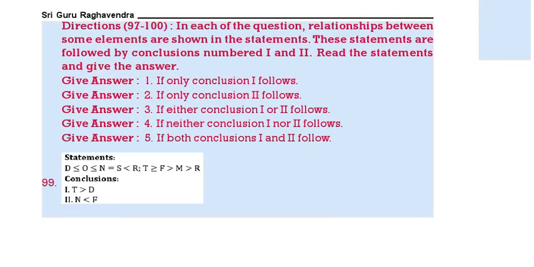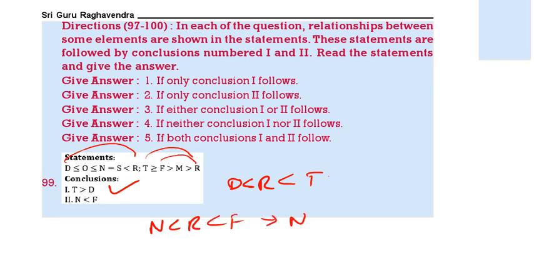Then see the next one, 99. D less than or equal to O, O less than or equal to N, N is equal to S, S less than R, T greater than or equal to F, F greater than M, M greater than R. Now first one, T greater than D. Here from D to R less than, so T greater than R, D less than T or T greater than D definitely follows. Then N less than F: N less than R, and F greater than R means R less than F. Therefore N less than F definitely follows. Both 1 and 2 follow.